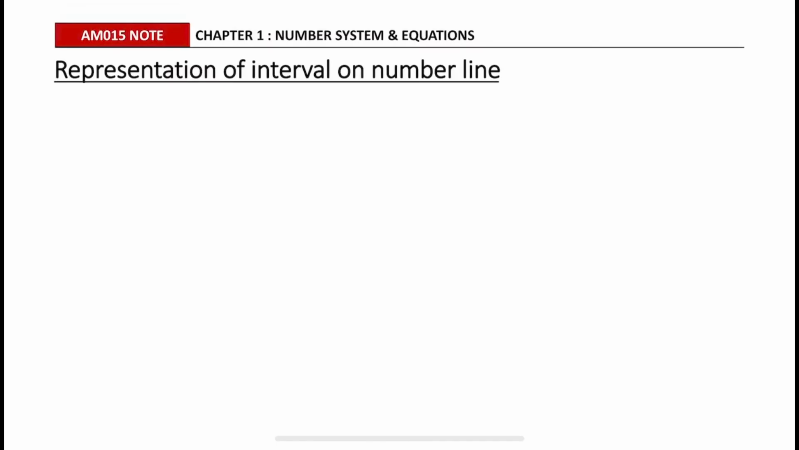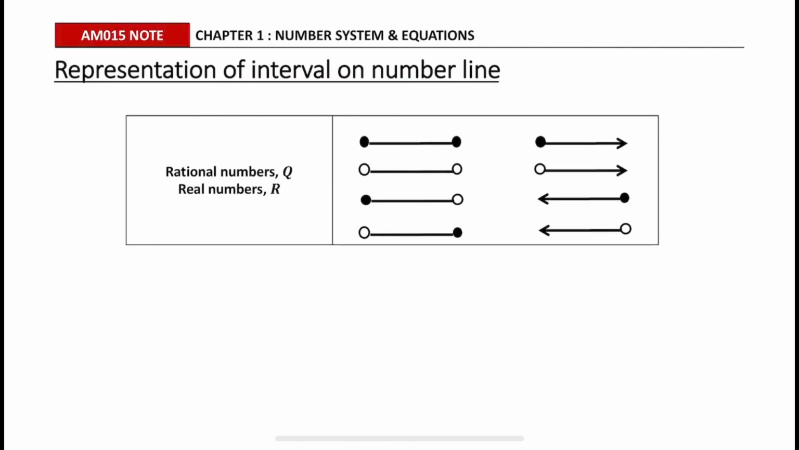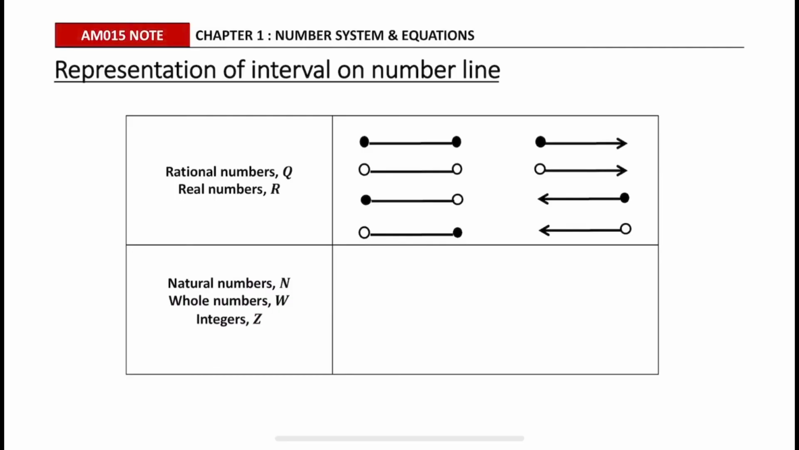So, there are two different ways to represent an interval on a number line. It depends on the classification of numbers. If the interval is defined for rational numbers or real numbers, then we draw circles and join with a line. If the interval is defined for natural numbers or whole numbers or integers, then we draw dense circles on every number included.